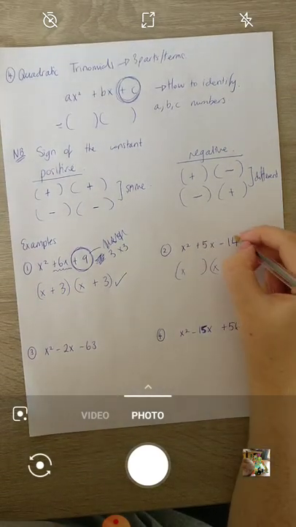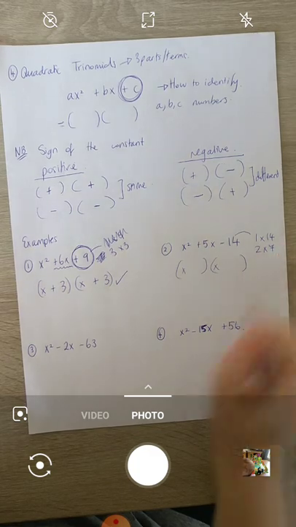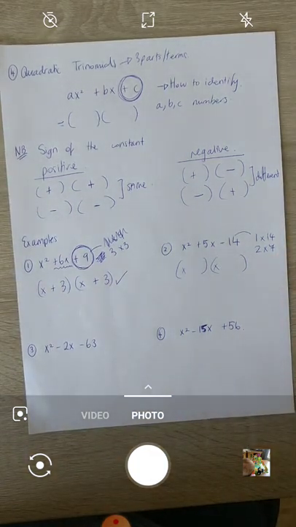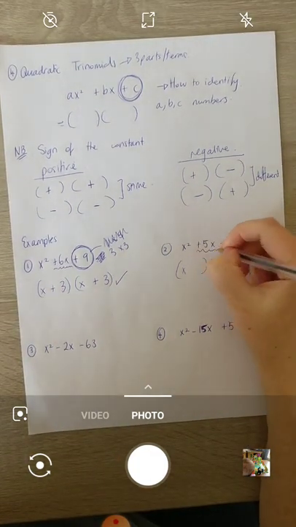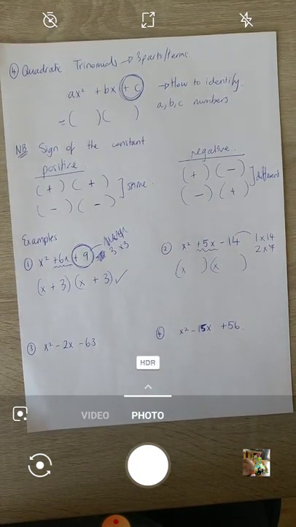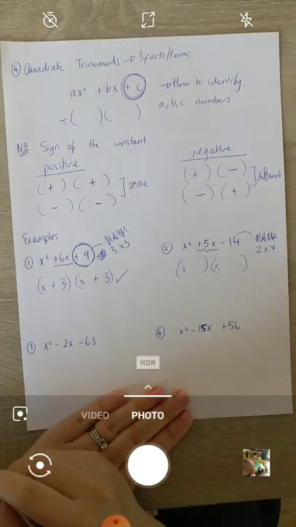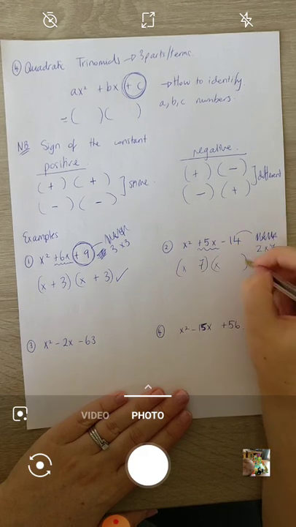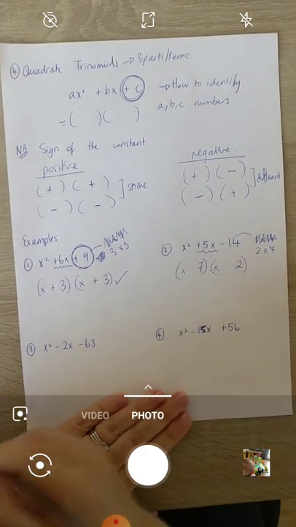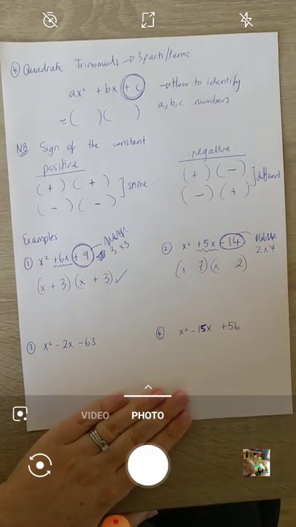Factors of 14 we know is either 1 times 14 or 2 times 7. Now remember, we're trying to get the number that's in the middle here using those factors. So 14 and 1 is 15, or 14 minus 1 is 13. So we know that's not going to work here. So we're left with 7 times 2 gives 14. And if we look at the sign here, we have a minus 14.